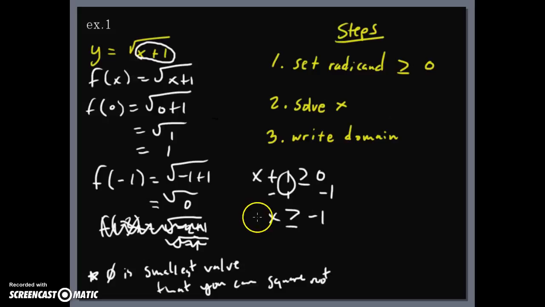And if I put this into Schoology, I'm going to type it as it is. So x is greater than or equal to negative 1. So this would be my Schoology answer right here. This would be my domain: x is greater than or equal to negative 1, all values bigger than or equal to negative 1.